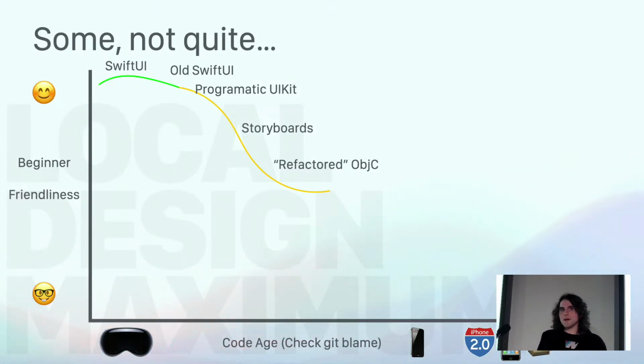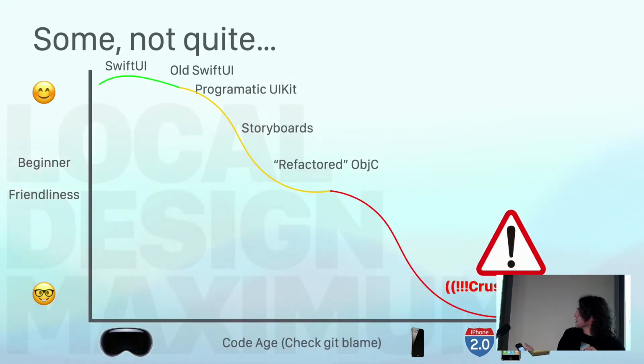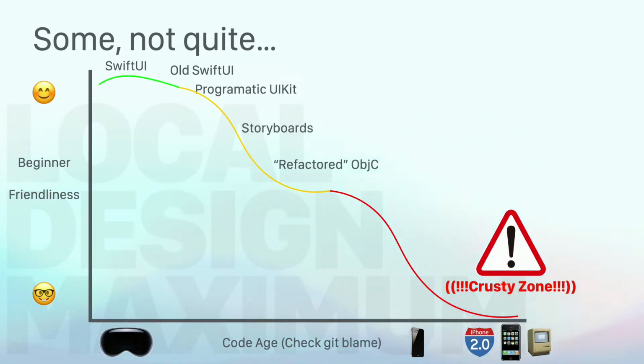We'll get a bit of programmatic UI kits, some zibs, some storyboards, and the Objective-C, which is hanging around, but it's been taken care of. This is just generic. I'm not saying this is the average company in Australia, but there are a handful, and they know who they are. The further back you go, eventually you get into what I call the crusty zone. This is the stuff that has just been there for yonks.